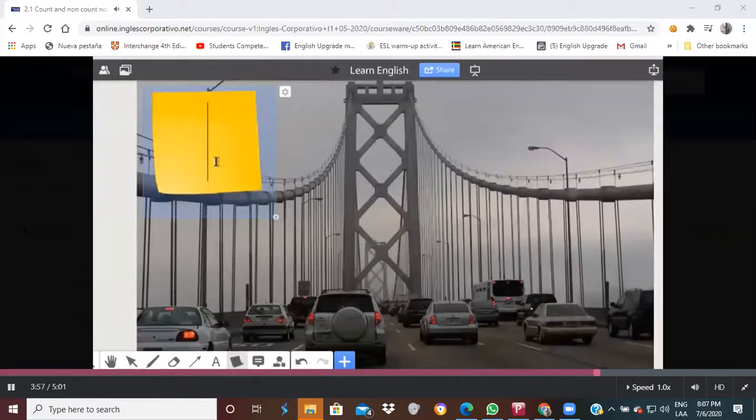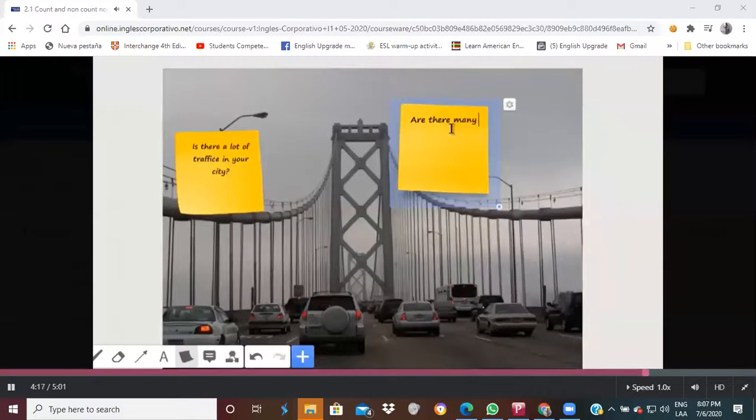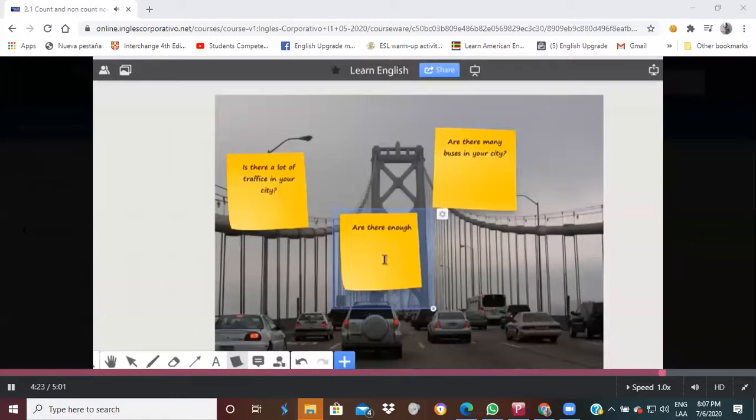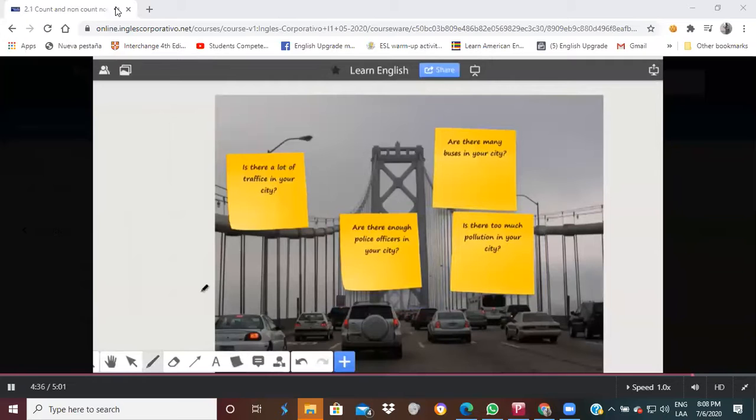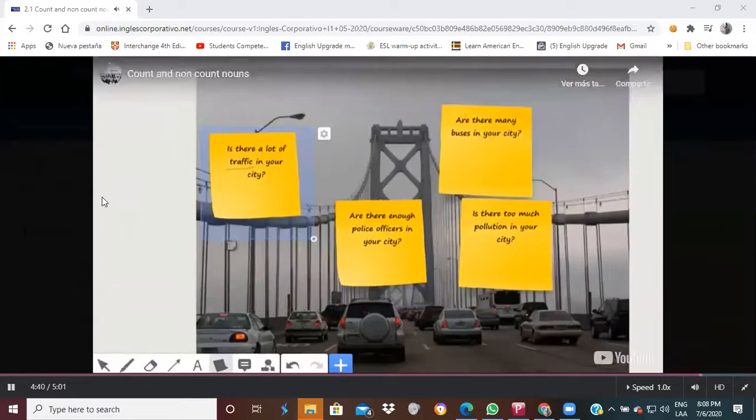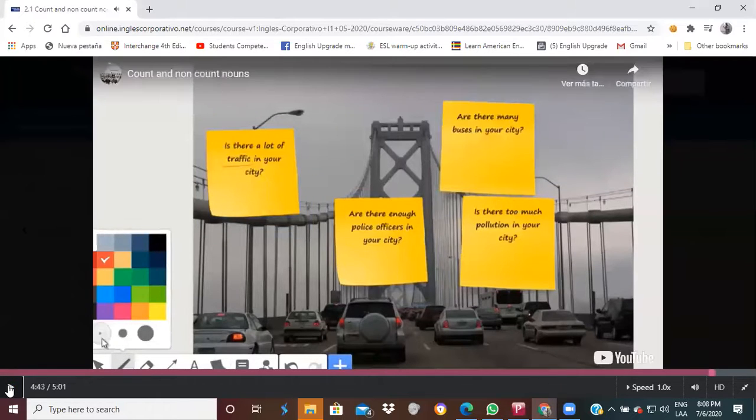The last thing that I would like for you to do now is to answer some questions about your city. I would like for you to tell me whether there is a lot of traffic in your city. So I'm going to ask the question: is there a lot of traffic in your city? Are there many buses in your city? Are there enough police officers in your city? Is there too much pollution in your city? And as you're answering these questions, I want you to identify the nouns that I'm using.